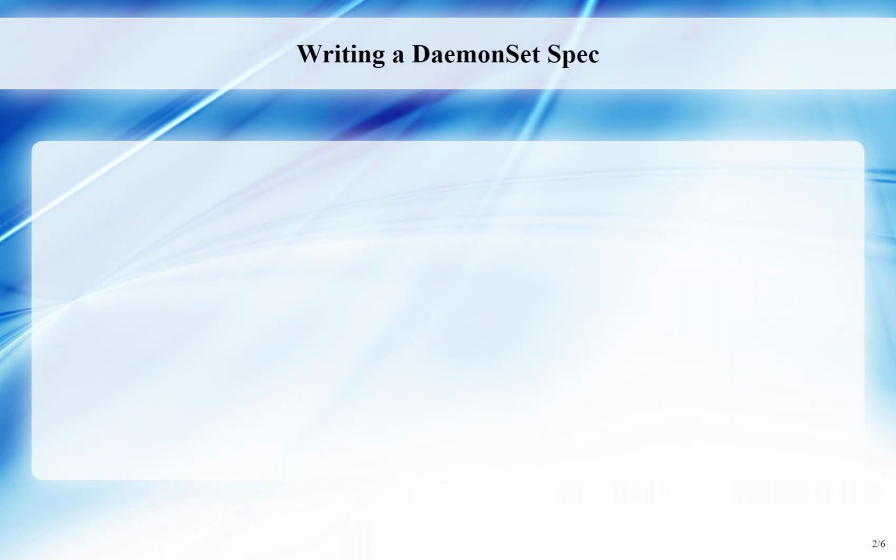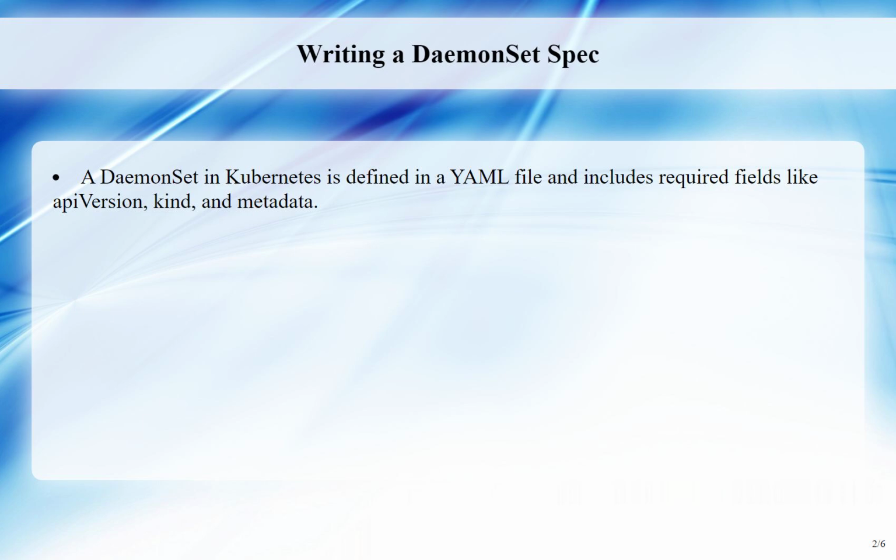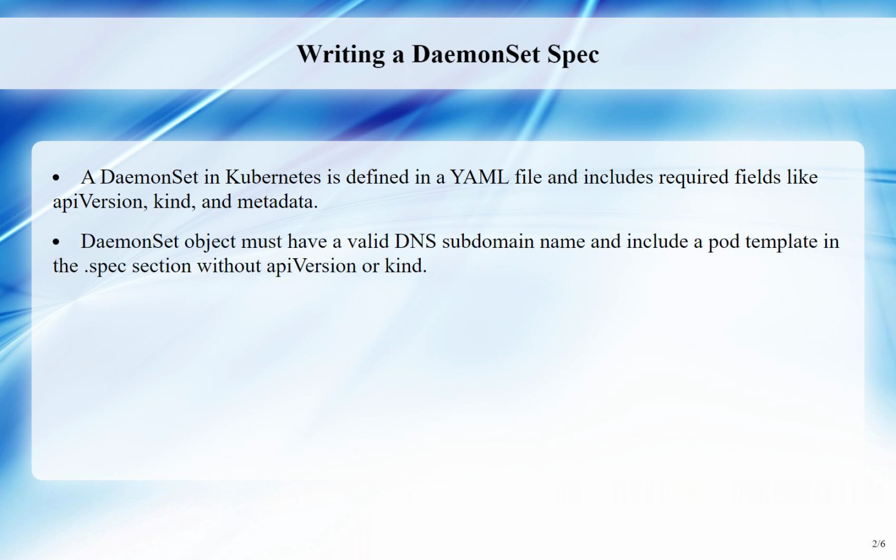Writing a DaemonSet spec. A DaemonSet in Kubernetes is described in a YAML file, such as the DaemonSet.yaml file that can run the FluentD Elasticsearch Docker image. When creating a DaemonSet, certain required fields such as API version, kind, and metadata must be included. The name of the DaemonSet object must be a valid DNS subdomain name.